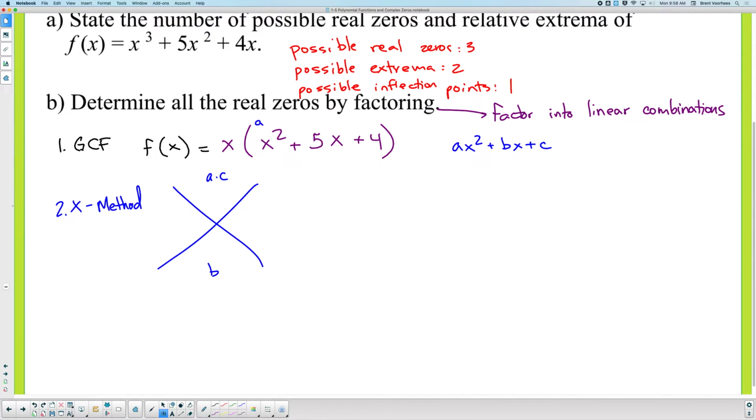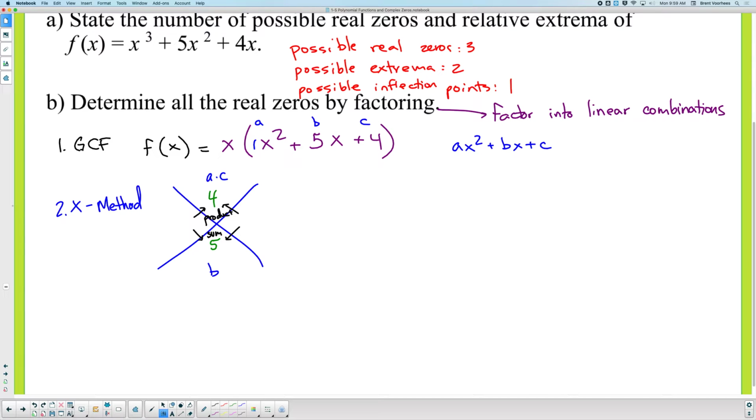In this problem, here is my A, B, and C. What is my A if it doesn't show me a number? 1. So it's 1 times 4. What's 1 times 4? 4. That goes there. And my B is 5. Now we're looking for 2 numbers that have a product, that means multiply, of 4, and a sum of 5.